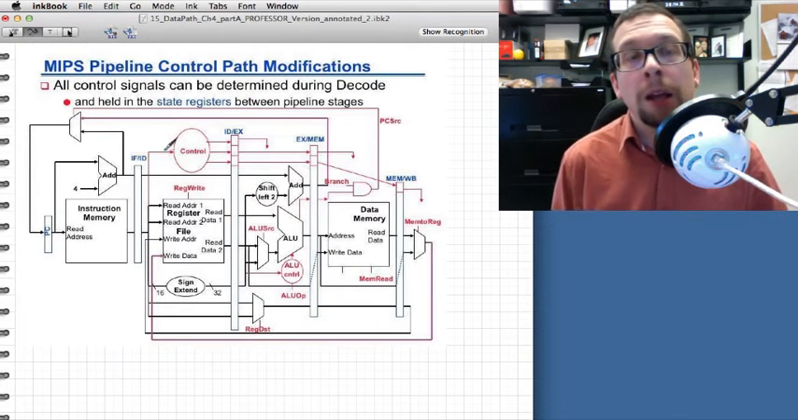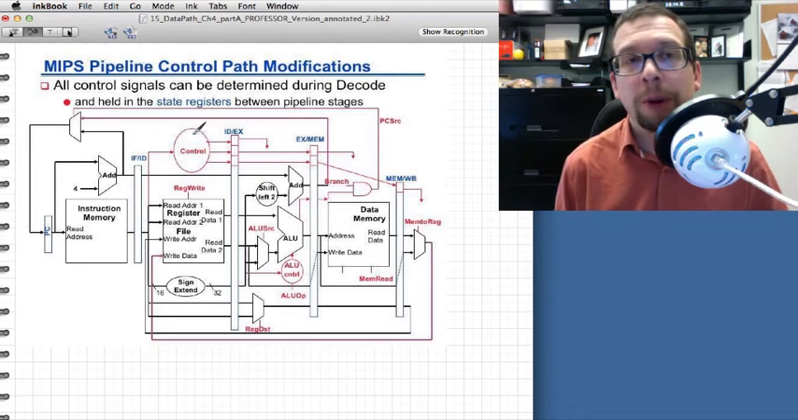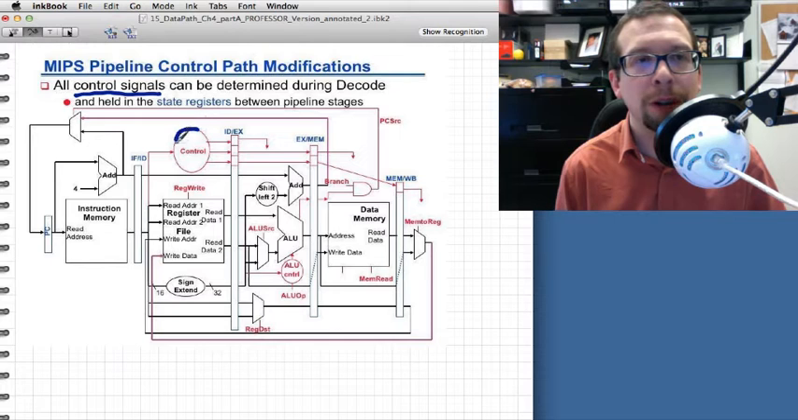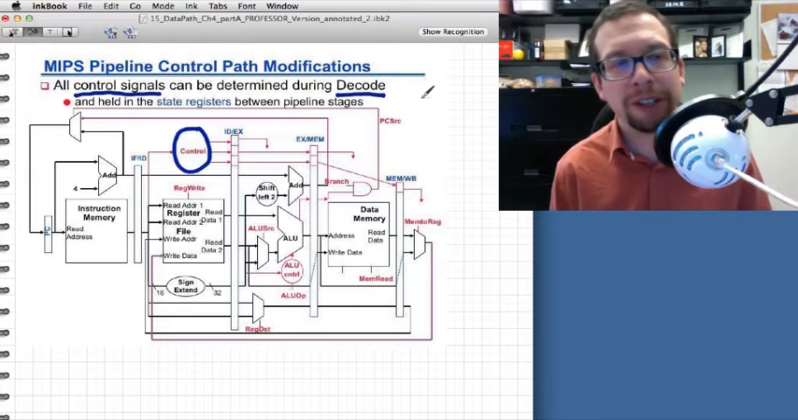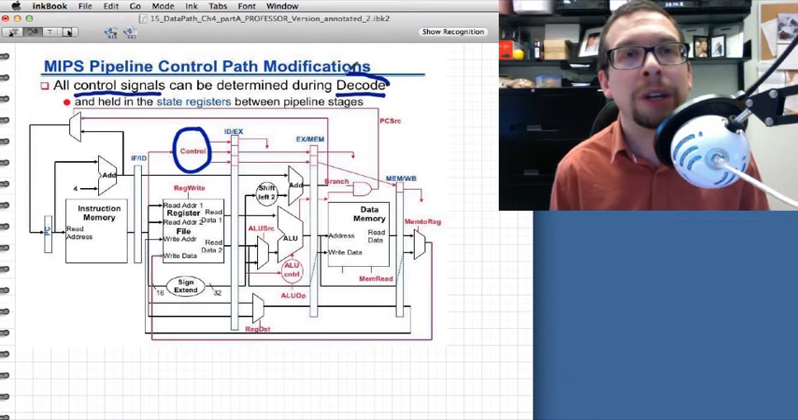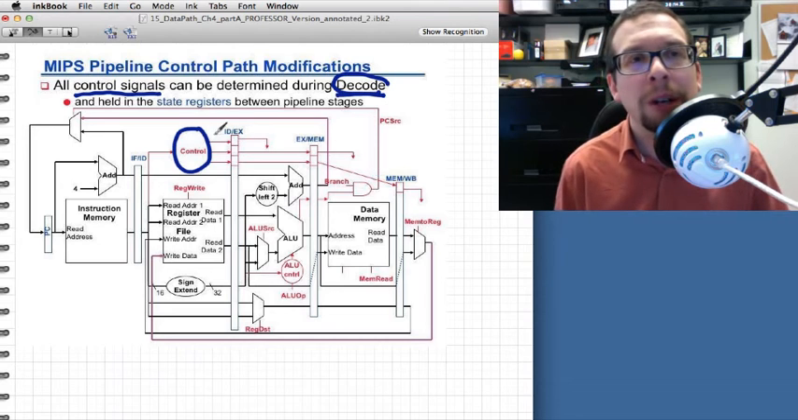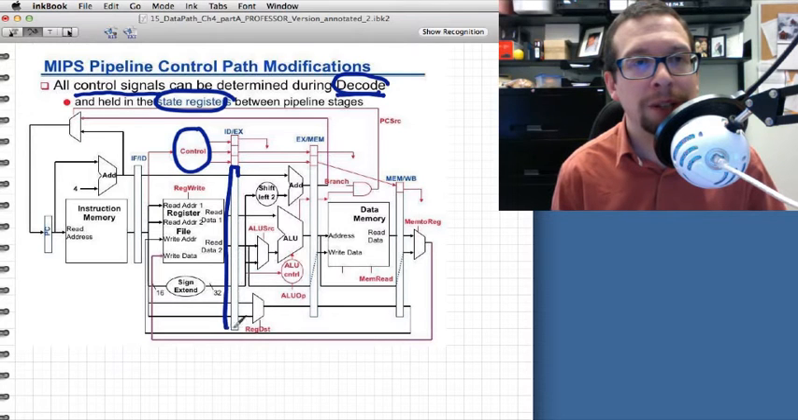Now, the control path, which we've spoken about before, is also a little bit trickier with pipelining. And so all of the control signals that we've been speaking about, and remember there's this control block right here, and you've seen this before, all of these control signals can be determined during the decoding phase, and this happens after the instruction fetch stage. So we fetch the instruction from instruction memory, and then we have to decode it. And once it's been decoded, then the result of that decoding can be loaded into each one of these state registers. Remember, the state registers are, here's one right here.